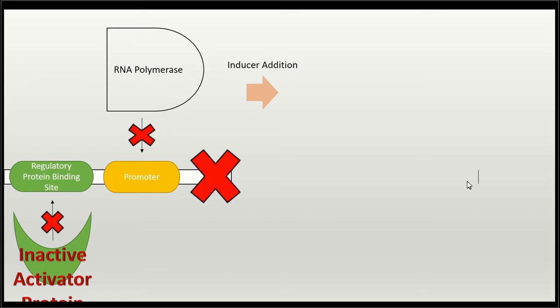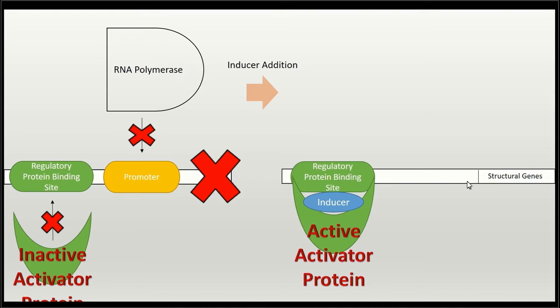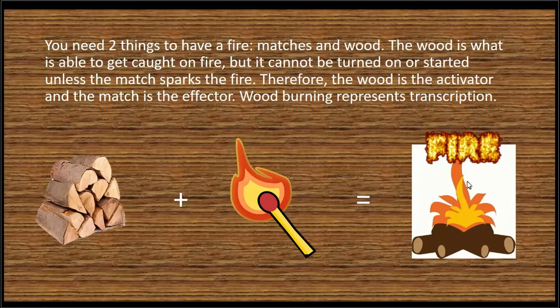So when the inducer or effector molecule is added, you have your binding site, you have your inducer, so it's an active activator protein now. You have your promoter, your RNA polymerase can now bind to your promoter, and transcription can happen.